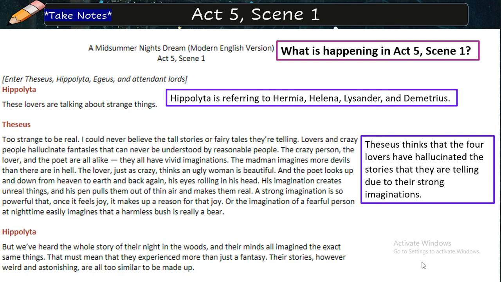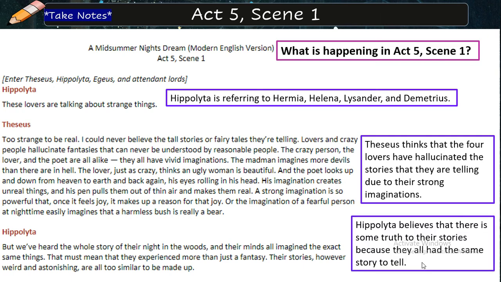Okay, and so what you should have is something along the lines of Hippolyta believes that there is some truth to their stories because they all had the same story to tell. And so her rationale behind this is that they cannot all have imagined the exact same things. And so it had to have been more than just something that they made up.